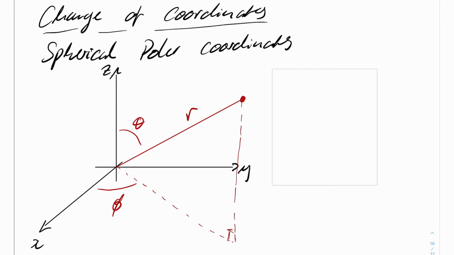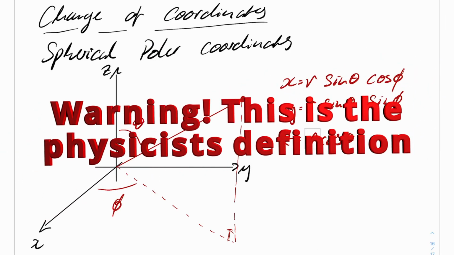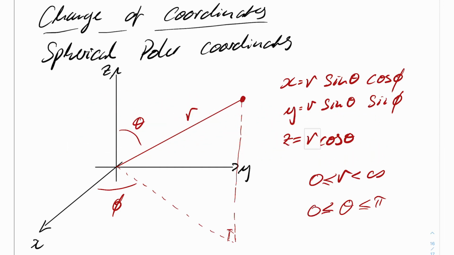So working out what the x, y, and z coordinates are, z is easy to see: z is r cos theta. The others are a little bit harder, but they both have a sine theta, which projects the length into the xy plane. r sine theta is the length along here, and then times cos or sine phi, depending on whether we're in the x or y direction. And the ranges of these coordinates are such that r is between 0 and infinity, theta is defined between 0 and pi, so we go from the positive to the negative z-axis, and phi goes between 0 and 2 pi as we move around the z-axis in the xy plane.